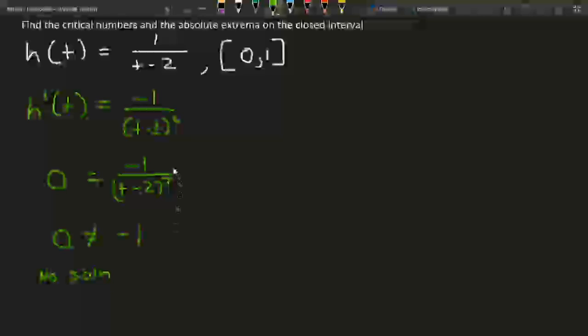Now, you may be thinking, but wait, a critical number can also be where f prime or h prime of t does not exist, which is true. However, a critical number must be defined. So if you were thinking that t equals 2, because if we plug t equals 2 into here, we get 2 minus 2 squared, which is 0, and negative 1 over 0 is undefined. So that would be true, that is a critical number. However, a critical number must be defined.